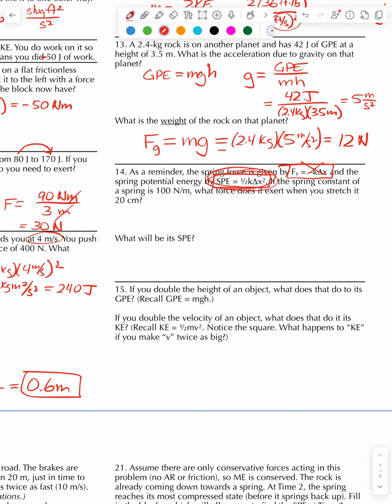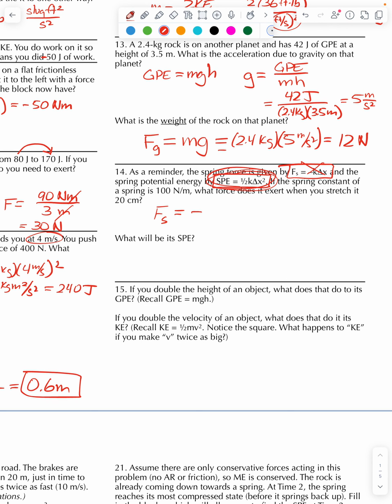If the spring constant is 100 newtons per meter, what force does it exert when you stretch it 20 centimeters? The force exerted by a spring, or that you exert to squeeze or stretch the spring by a certain distance, is just negative, because it's always a restorative force. If you're squeezing, it's pushing out. If you're pulling, it's pulling back in, right? So it's just opposite whichever direction you're stretching it.